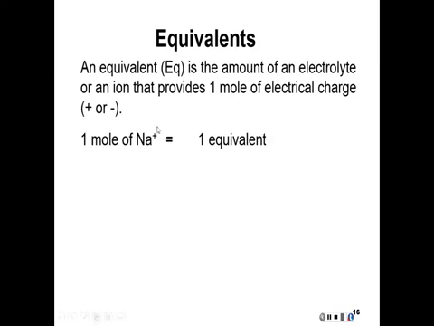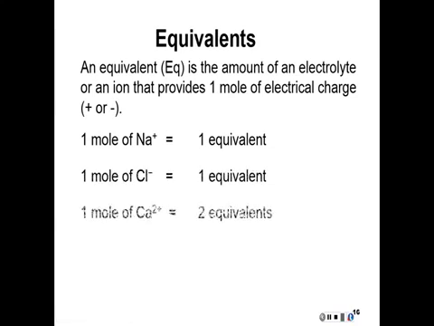So 1 mole of sodium ions would be equal to 1 equivalent. 1 mole of chloride ions is 1 equivalent. 1 mole of calcium ions is 2 equivalents, and that's because of the charge. 1 mole of iron 3 ions is 3 equivalents.